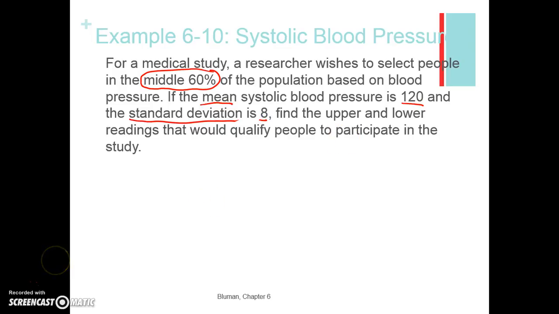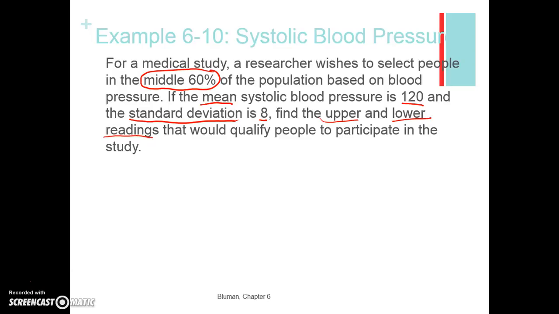Okay, we're going to go ahead and assume that this is normal. Ideally, it would state that it was normal for us. We're going to go ahead and just make that assumption in this case. Normally, like I said, we wouldn't do that. But it says find the lower and upper readings. Okay, so we know we're going to have two readings. We're going to have an upper reading and a lower reading.